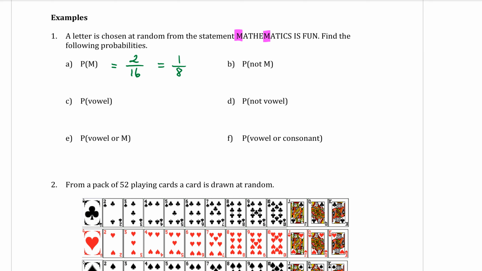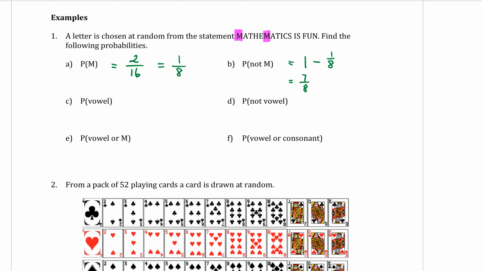Part B, find the probability that we do not get an M. So you could sit there and count up all the letters that are not M, but for practice, let's use that complementary rule that we talked about before. Since I found the probability of M, not M is just going to be 1 minus the probability of getting an M, which was 1 over 8. 1 minus 1 over 8 is 7 over 8. Okay, so that's using the complementary rule.